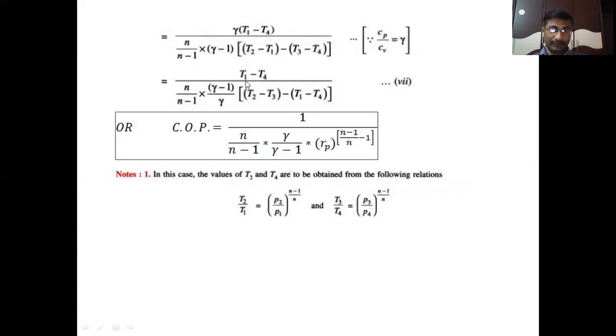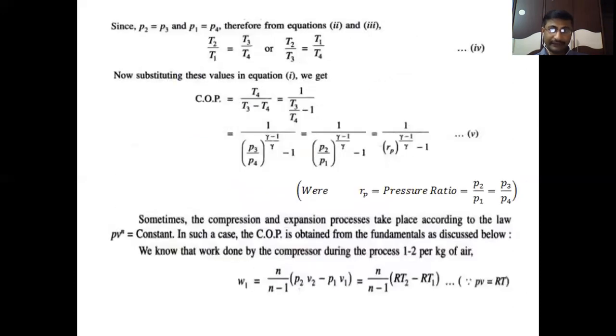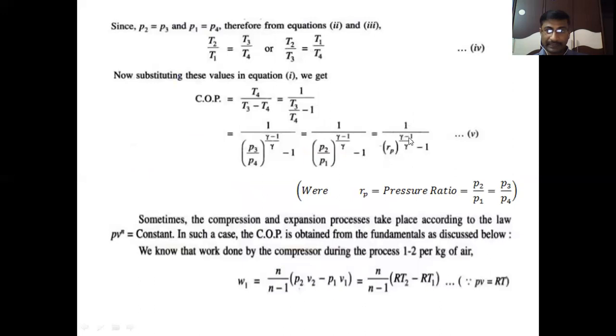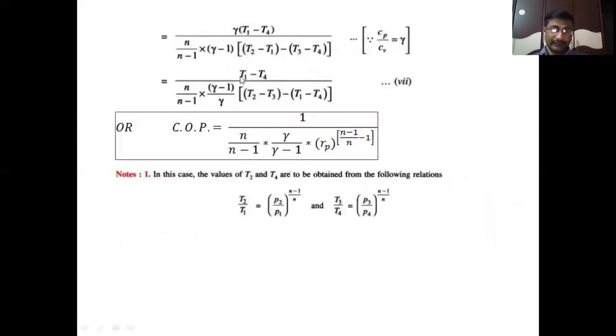Our COP equals 1 divided by this total, (T1 minus T4) by (T2 minus T3) minus (T1 minus T4), which we already wrote in the previous slide. Finally, we write that equation as 1 by Rp power (gamma minus 1) by gamma, minus 1. By replacing the temperatures in this equation, (T1 minus T4) by (T2 minus T3) minus (T1 minus T4), we can write it as Rp power (n minus 1) by n, minus 1.